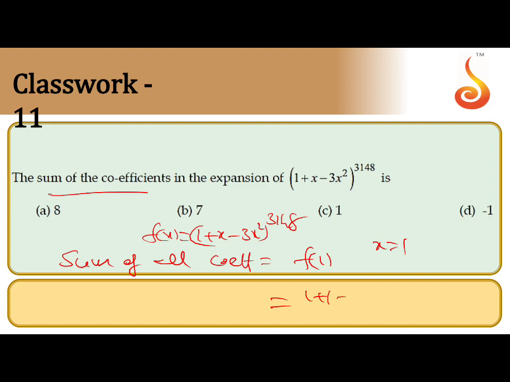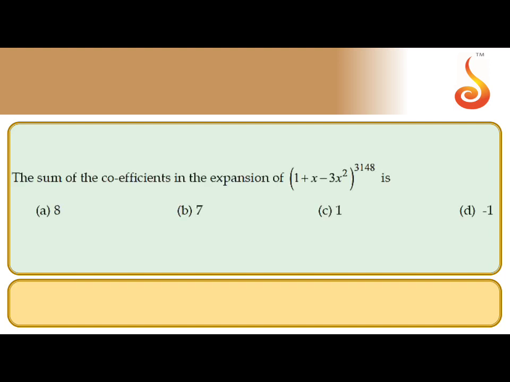So that means (1 + 1 - 3) whole power 3148, which is (-1) power 3148. The power is an even number, so that gives the answer plus 1. Which option? Option C is correct. Based on the power, you can get plus or minus. If it is 3147, the answer is minus 1. Here the power is even, so the answer is positive. I hope you understand: for the sum of all coefficients, substitute x equal to 1 in the given expansion. This is a good question and a good concept. So the answer is C.